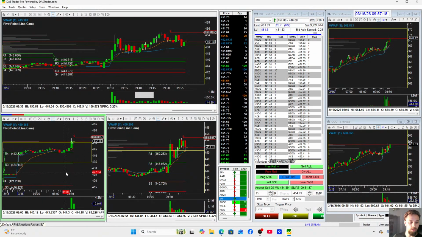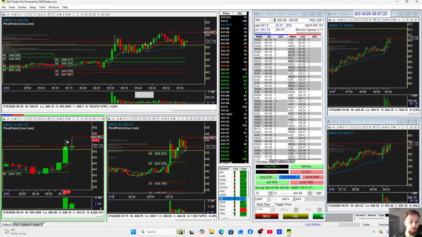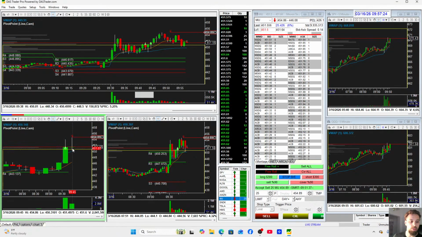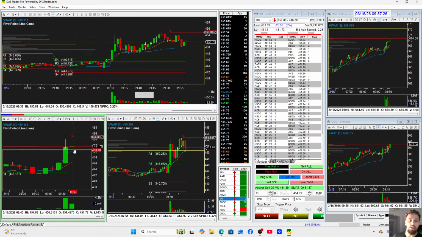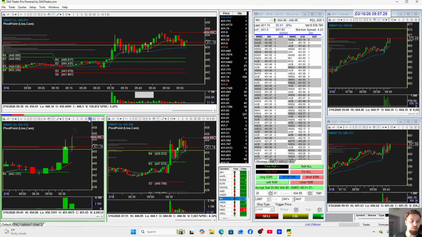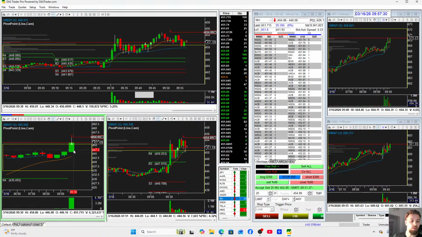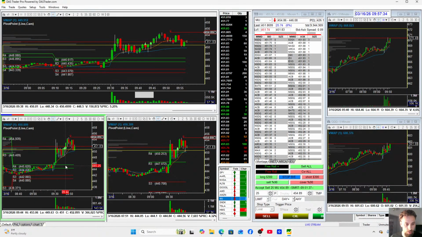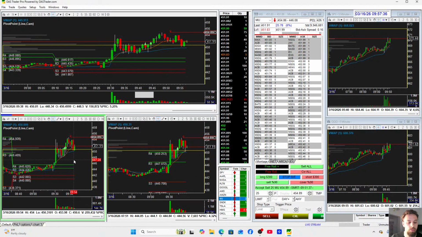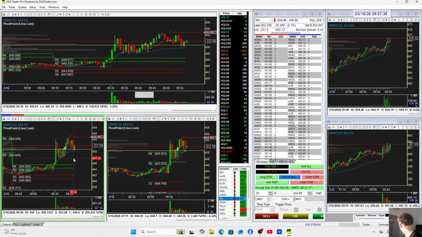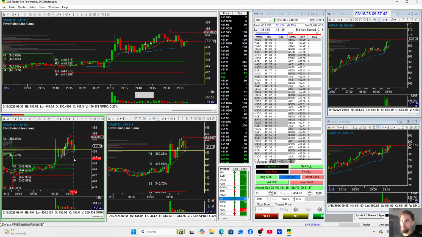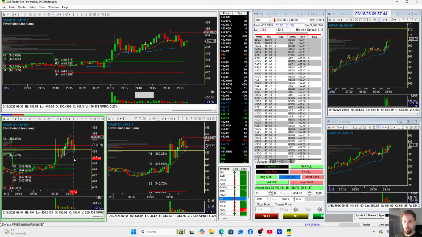If we go to the 15 here, you can see big green candle here, a bit of a shooting star candle, bought up, sold off. So we don't necessarily like that. 30-minute, bought up, sold off. So we're just going to keep monitoring this trade. Ooh. Still bullish on it. SPYs and Qs look good.